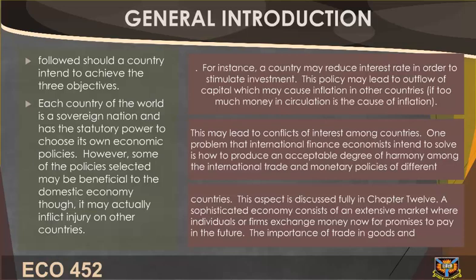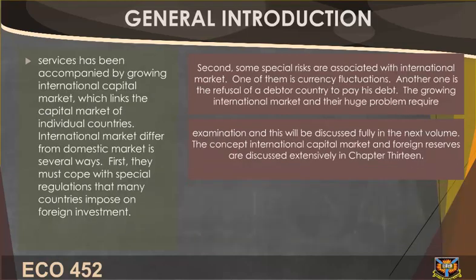A sophisticated economy consists of an extensive market where individuals or firms exchange money now for promises to pay in the future. The importance of trade in goods and services has been accompanied by a growing international capital market, which links the capital markets of individual countries. International markets differ from domestic markets in several ways. First, they must cope with special regulations that many countries impose on foreign investment. Second, some special risks are associated with international markets. One of them is currency fluctuations. Another one is the refusal of a debtor country to pay its debt.